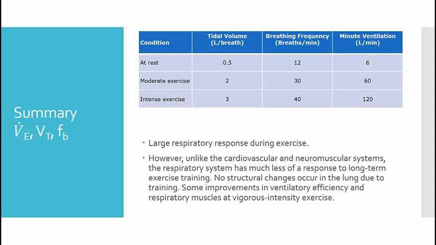Now, what happens during exercise training, endurance exercise training? We said that all of these variables are increased. Tidal volume is increased at max, breathing frequency at max is increased, so it follows that minute ventilation is also increased. But there are no actual structural changes that occur in the lung due to training. But the improvements that we see, or the higher ventilation that we see, is mainly due to efficiency of the respiratory system and better trained or stronger respiratory muscles.